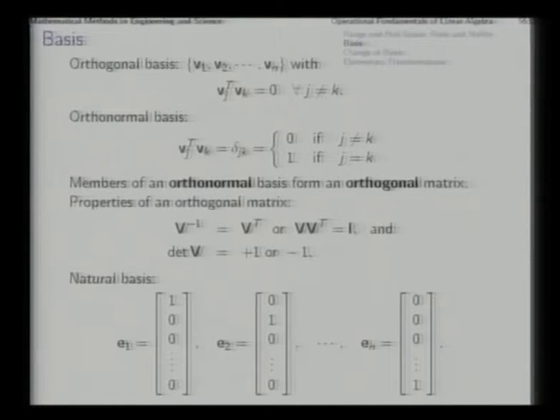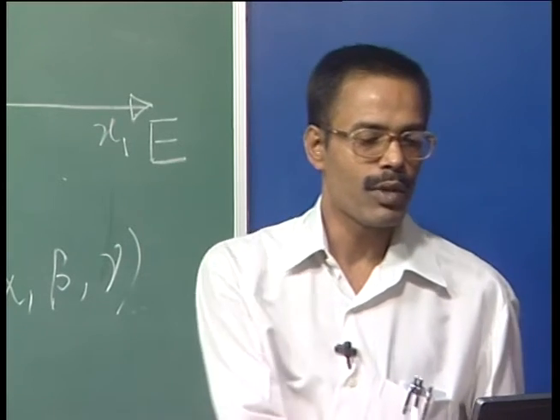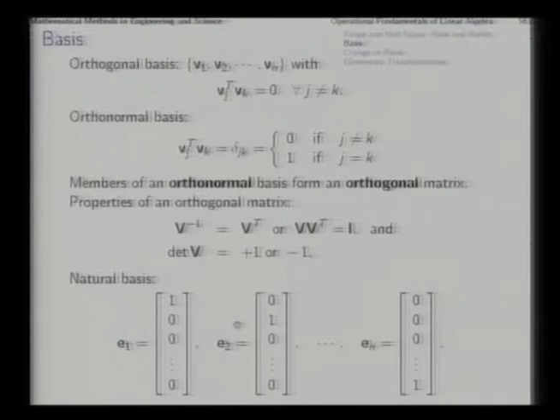Natural basis members are just 1 0 0 0 0, then 0 1 0 0 0, then 0 0 1 0 0 0 and so on. These are the natural basis members, and they are quite often represented with the symbols E1, E2, E3, E4 up to En. This n shows the dimension of that vector space.